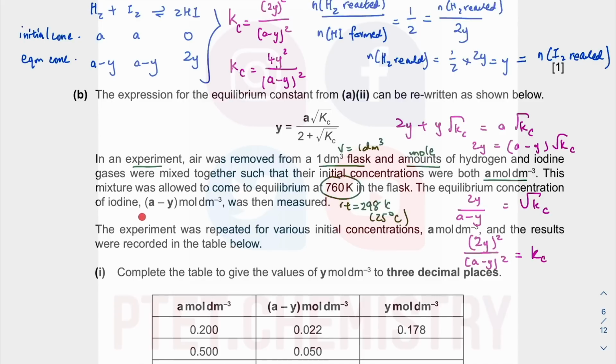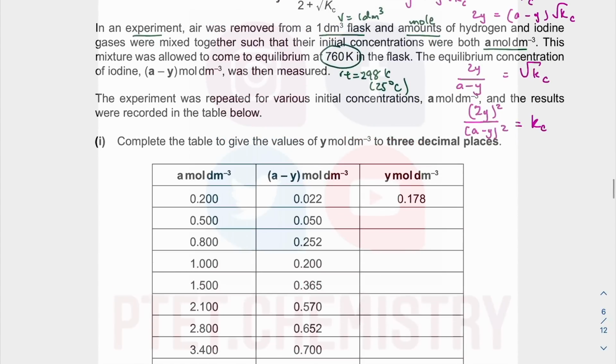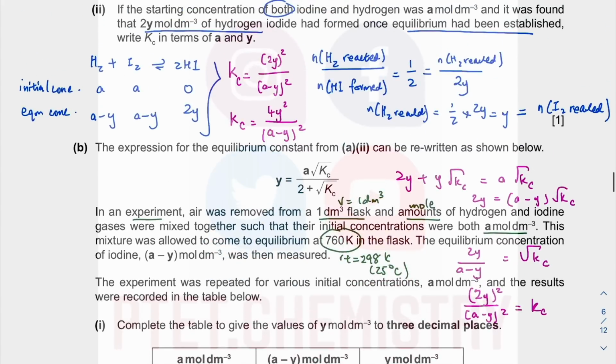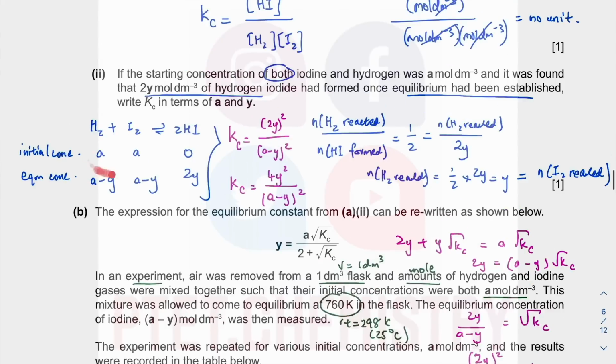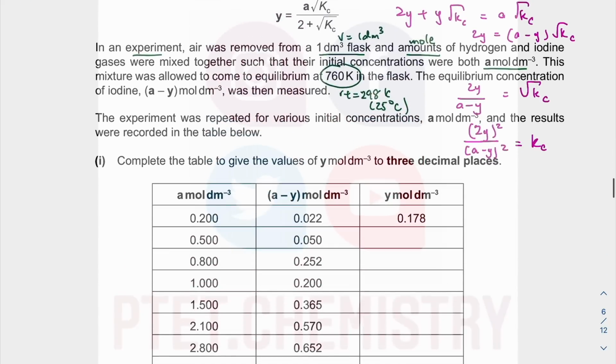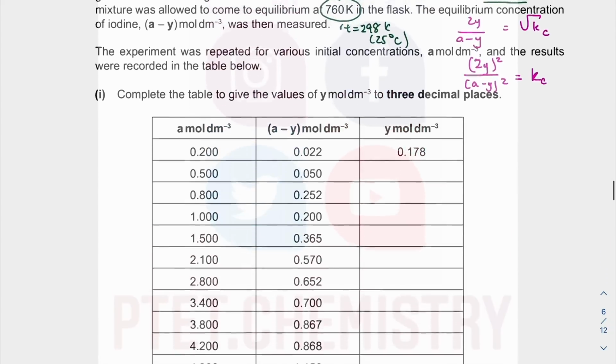Equilibrium concentration of iodine, A minus y, was then measured. Look at it. You see, they are very, very generous actually. They're very generous at telling you that this is the equilibrium concentration of iodine. Meaning to say, without doing this, you could have gotten the answer as well. So this is a very generous 1 mark. Okay, so you do it for various initial concentrations, and then you record the values in this table below.